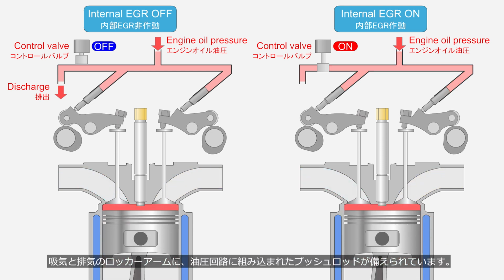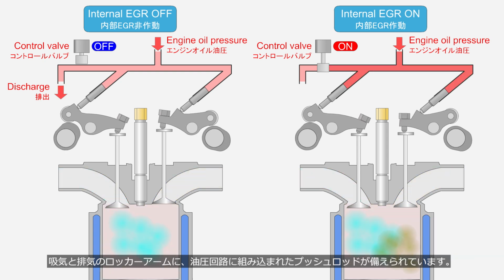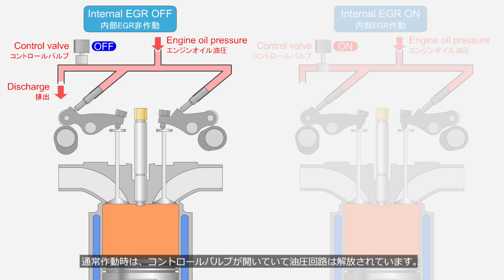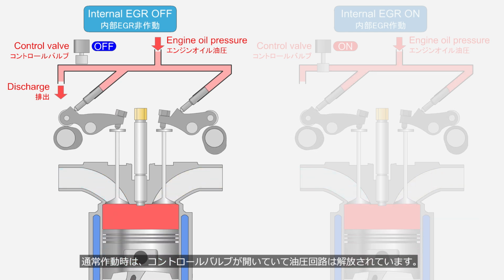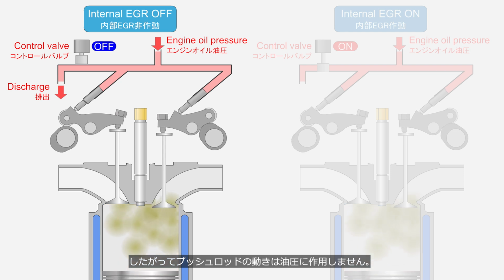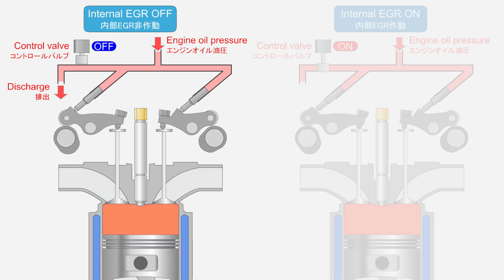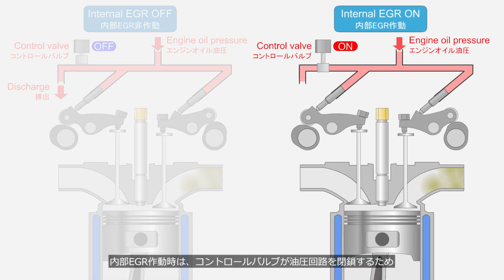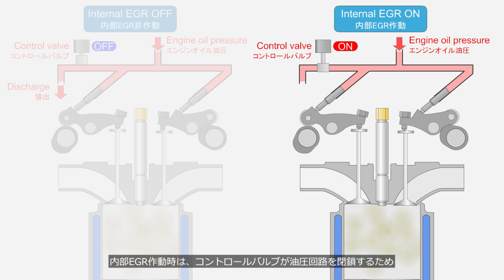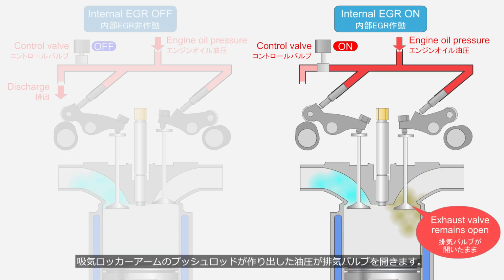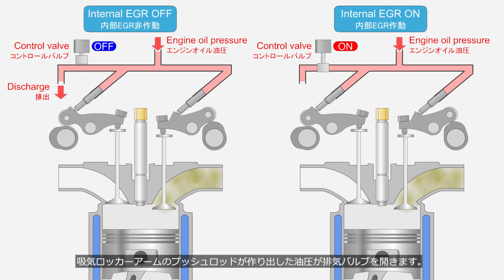The intake and exhaust rocker arms are equipped with pushrods, integrated into the hydraulic circuit. During normal operation, the control valve is open, and the hydraulic circuit is released. Therefore, the movement of the pushrods does not influence hydraulic pressure. During internal EGR operation, the control valve closes the hydraulic circuit, causing the hydraulic pressure generated by the intake rocker arm's pushrod to open the exhaust valve.